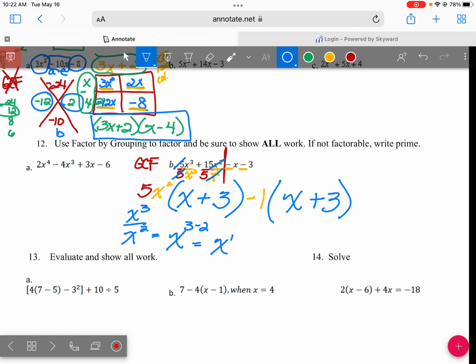All right, so now looking at these two, these are your two common factors. They both have x plus 3. So factor that back out front now. And then what do you have left? 5x squared minus 1.